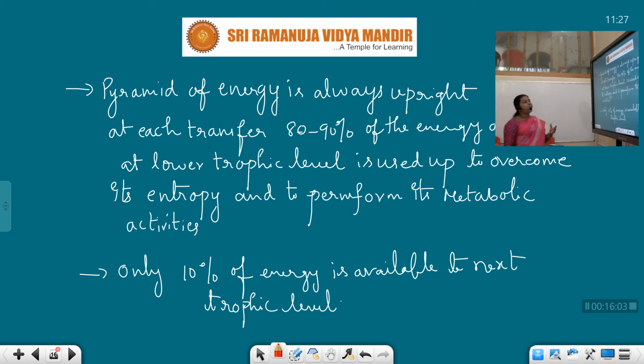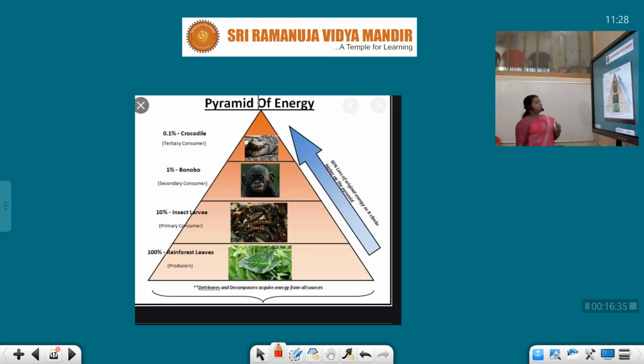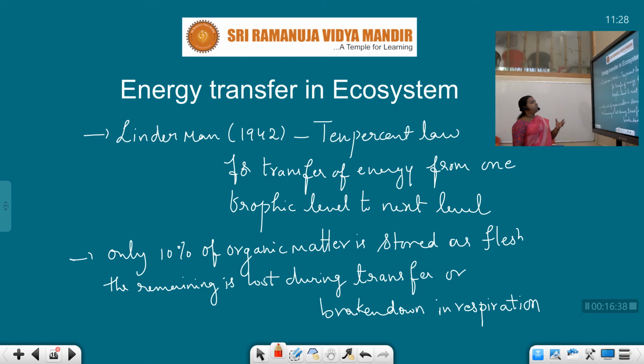See students, the pyramid of energy is always upright, because of heat transfer. 80 to 90% of the energy is lost. At the lower trophic level, it is used up to overcome entropy and to perform the metabolic activities. Only 10% of energy is available to the next trophic level. Very, very important point. So only 10% of available energy goes to the next level. Then what about the remaining 90%? This remaining 90% is utilized or lost at every trophic level.